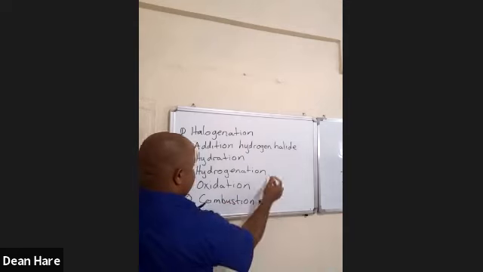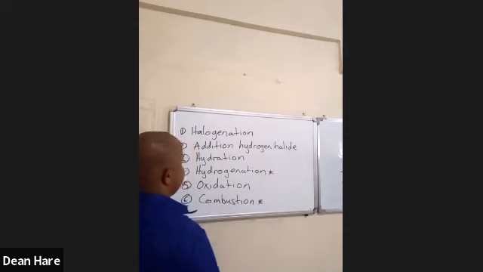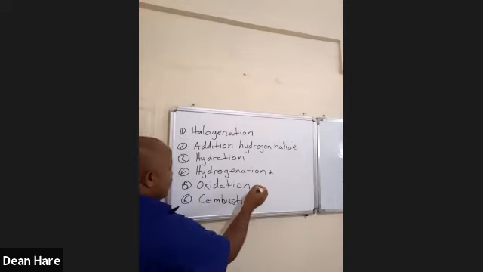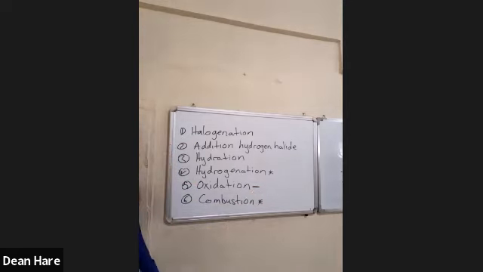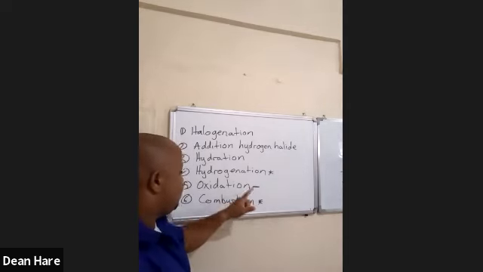Combustion is straightforward. Hydrogenation is straightforward. The only one that I'm going to explain before we work the past paper is oxidation, because for the rest of them, all we are doing is adding things to the double bond. But oxidation needs a little explaining. All right, these are the reactions of your alkenes.